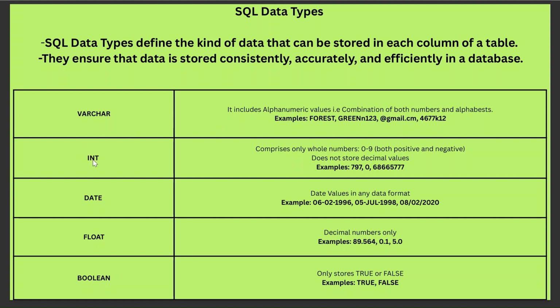And then integers. This comprises only whole numbers, 0 to 9, both positive and negative, and does not store decimal values. Then we have date for date values. And then we have float, which deals with decimal numbers only. And then we have boolean. Boolean stores true or false kind of data. These data types will help us define our columns in our table.